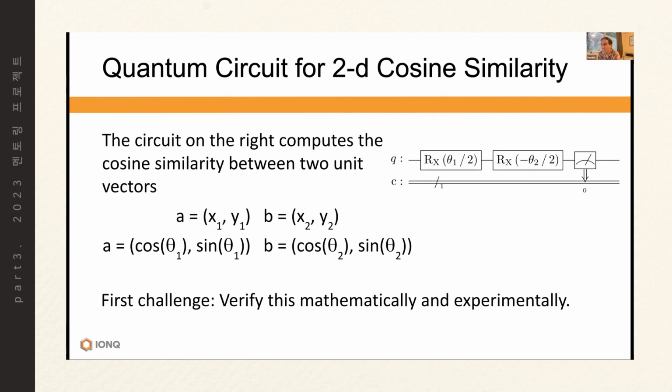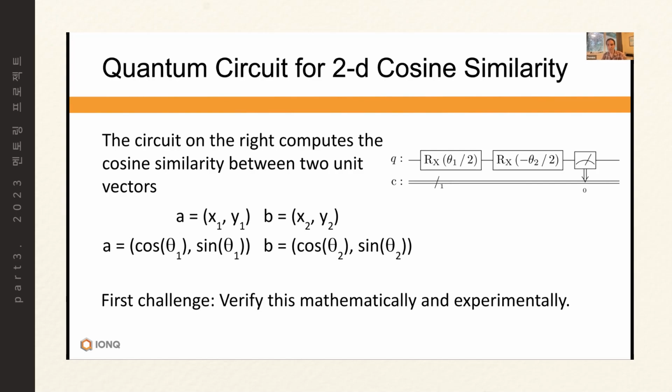So, enter quantum circuits. In that simple 2-dimensional example we saw on the previous slide, where we just have 2 vectors, A with coordinates x1, y1, and B with coordinates x2, y2, it's very easy to see for normalized vectors with unit length that A can be represented as cos theta 1, sine theta 1, and B is cos theta 2, sine theta 2. And it's easy to create a very small quantum program, a quantum circuit with just 2 gates in it, the output of which corresponds to the cosine similarity, as in the proportion of ones rather than zeros you expect when you run this circuit several times and measure the output gives you the cosine similarity.